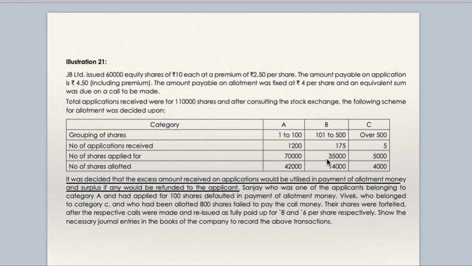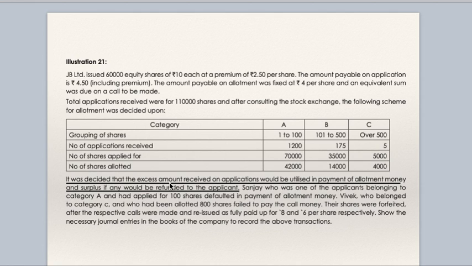Number of shares applied for, you have to bother about this only. 70,000 plus 35,000 plus 5,000, total is 1,10,000. Those many applications they have received. How many shares are allotted? 42,000 plus 14,000 plus 4,000, which is equal to 60,000.